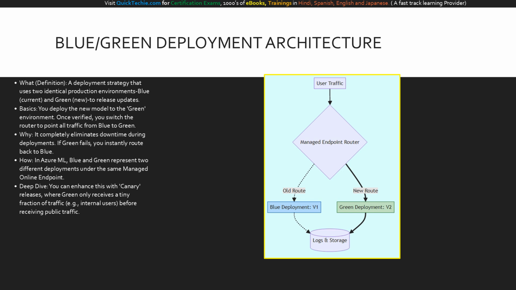Let's visualize the blue/green switch in this flowchart. User traffic comes in at the top and hits our managed endpoint router. Notice the dotted line pointing to the blue deployment. This represents the old route that has just been turned off. The bold, solid line points to the green deployment. We have just flipped the switch, routing 100% of traffic to our new V2 model. Both deployments are connected to the same logs and storage, ensuring our data continuity remains completely unbroken during the transition.